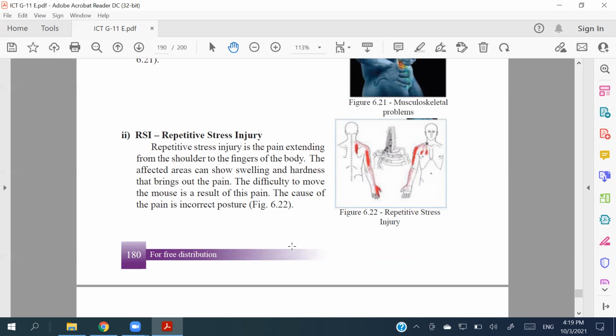So it is called repetitive stress injury. So it starts from your neck and the shoulder blades, then slowly it comes to your hand and to the palm and the fingers as well, right?